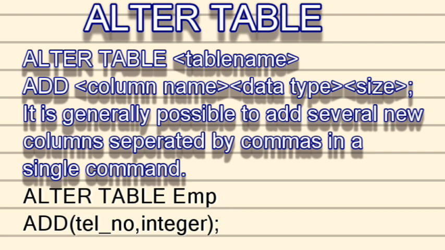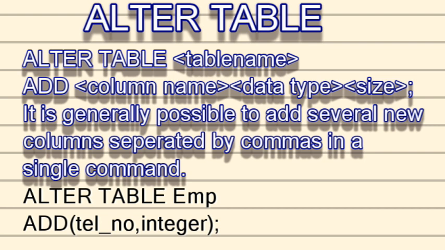The next command that we have is the alter table command. As the name suggests, it is used to alter some contents of the table. Using the alter table command, we can add columns to a table or modify the columns of the table. The syntax is: alter table, table name, add, column name, data type, and the size of the specific column that we want to add. It is generally possible to add several new columns separated by commas in a single command, depending on the type of SQL supported by the DBMS. The new column will be added with a null value for all the rows currently in the table.